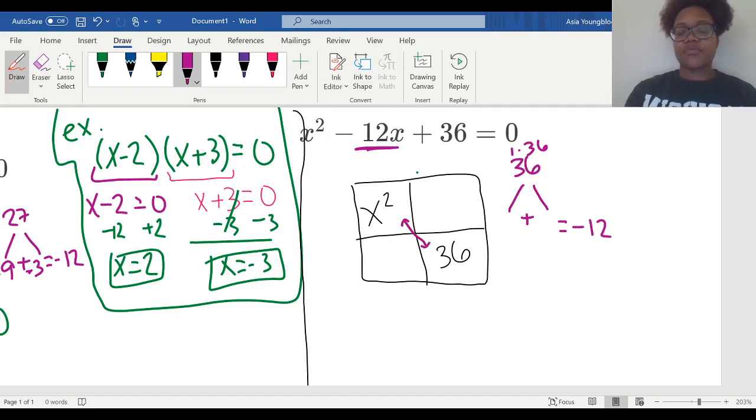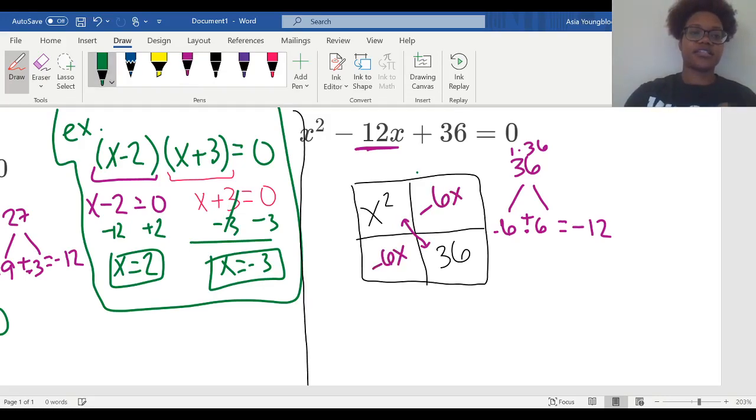Okay, so if I'm thinking of my factors of 36, automatically I think of 6 and 6. 6 times 6 is positive 36, but 6 plus 6 is not negative 12. If you make them both negative, negative 6 times negative 6 is positive 36. Negative 6 plus negative 6 is negative 12. So we're going to break up that negative 12x into negative 6x and negative 6x.